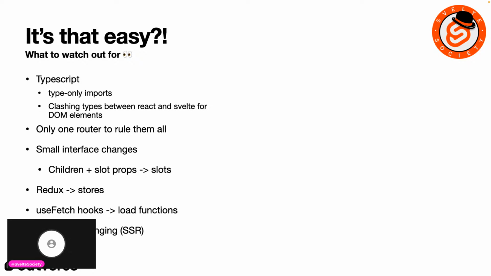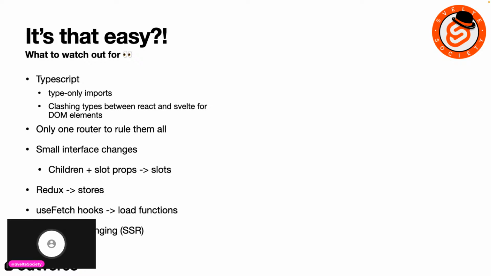You can only have one router to rule them all. So you either go with React Router or Svelte Kit. Make sure you change everything from navigate. And there are many different instances of using a link instead of a button, or a button instead of a link. You've got to make sure you find all those go-tos and navigates and such and transfer them over.